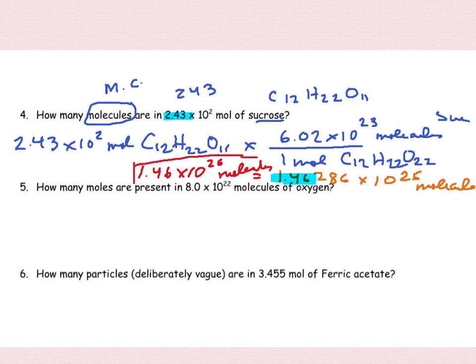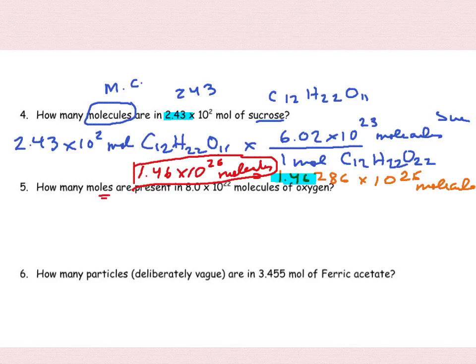And that's reasonable because you started off with 243 moles, at least 100 times more than normal. Your answer would also be expected to be large. Normally it's 23 for the exponent. 26 is reasonable.